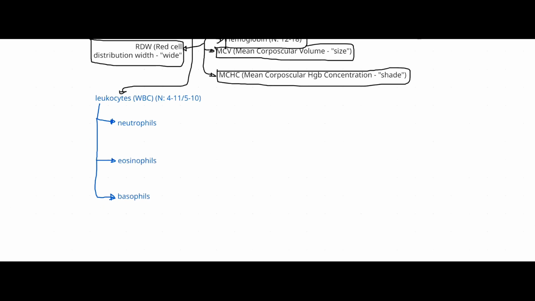Neutrophils are necessary for what? What do we use neutrophils for? These are for bacterial infection. Meaning if this number is increased, that tells you that there's a bacterial infection going on. If the numbers are decreased, that tells you that this patient is at risk for infection because they don't have enough neutrophils to protect them, which is something that happens with your chemo drugs as well.